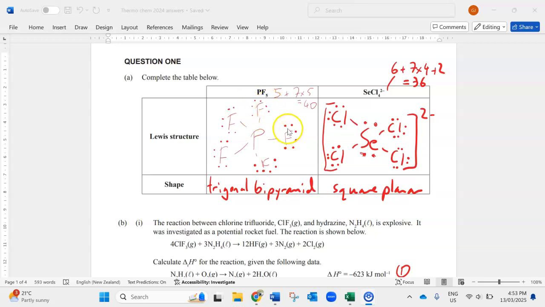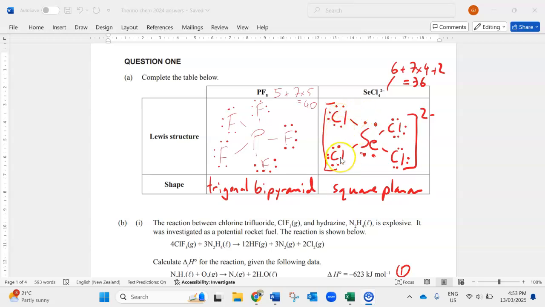Put 6 more electrons around each fluorine to give it a total of 8, and 5 times 8 is 40. Similarly with selenium tetrachloride. Selenium has 6 electrons because it's in group 16. Chlorine has 7 electrons because it's in group 17. 2 more electrons for the negative charge. Put the chlorines around the outside, give a bond for each of them, give each chlorine 6 electrons more to give it a total of 8.